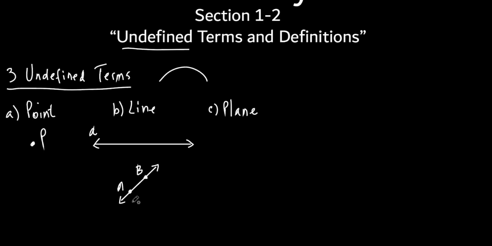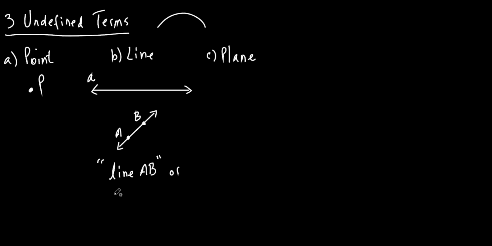Or I could go the other way. It doesn't matter which direction I go. I don't have to go in alphabetical order. I could call it line AB, or I could call it, what do you think? Line BA. That's right. But we always put the word line in front of it. So I'd say line AB or line BA. Let's write that down. I'll put it in quotation marks. This is what I would say: line AB, or I could say line BA.